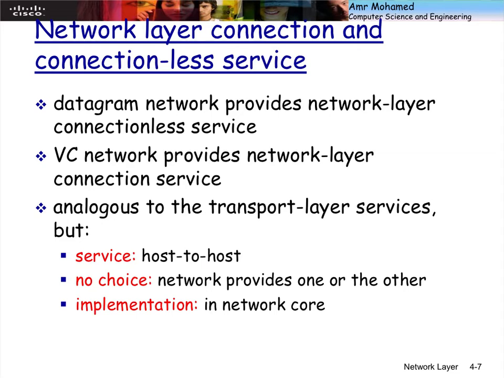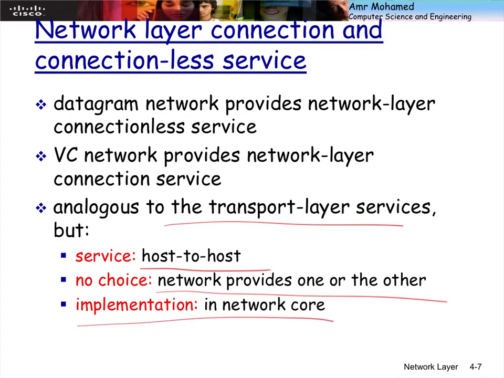So similar to the connection-oriented, the virtual circuit network provides a network layer connection service. There are also some differences here. Here the service is host to host. Okay? And the network provides only one or the other. That means we don't have a chance to be connection-oriented and something in between. No, here it has to be clear. Either virtual circuit or datagram. There's nothing in between.